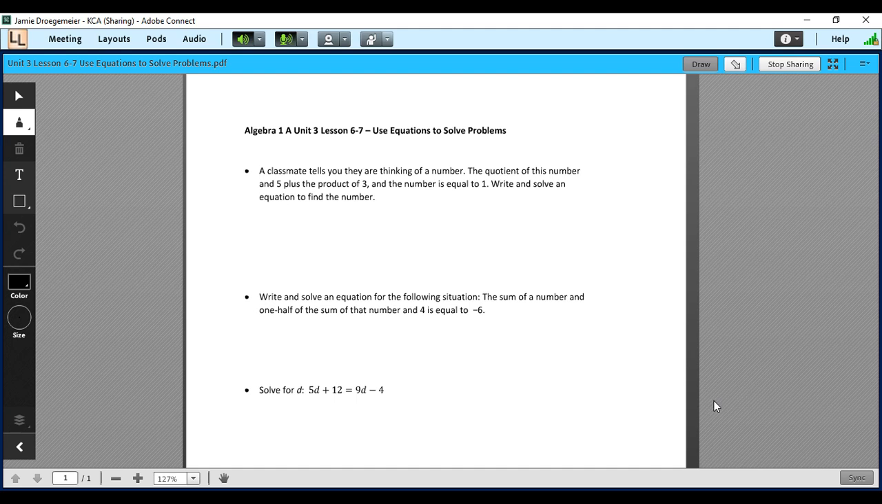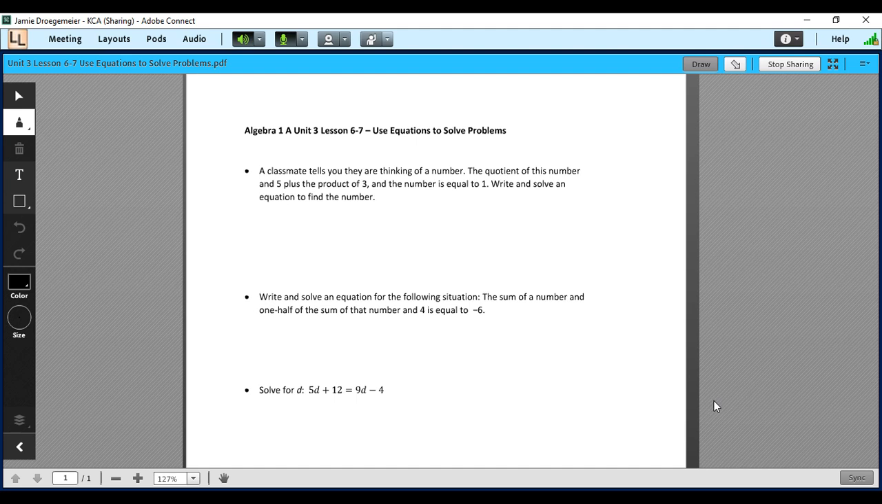Today we're looking at Unit 3, Lessons 6 and 7, which is about using equations to solve problems. So in this unit we've been talking about how we can solve these linear equations. In this particular lesson, we're applying that to some problem situations.